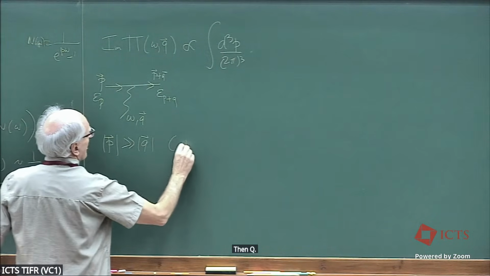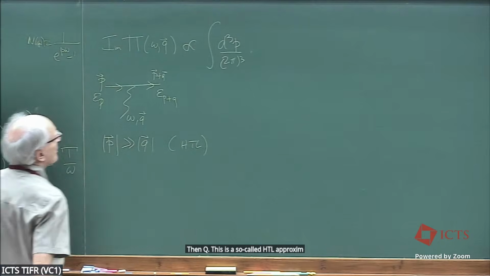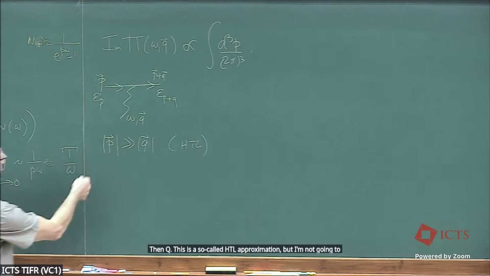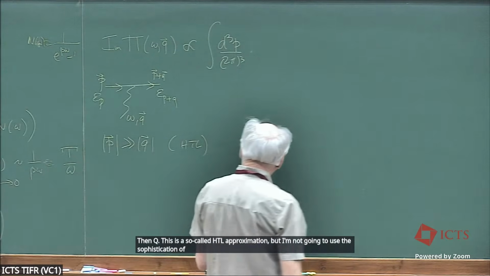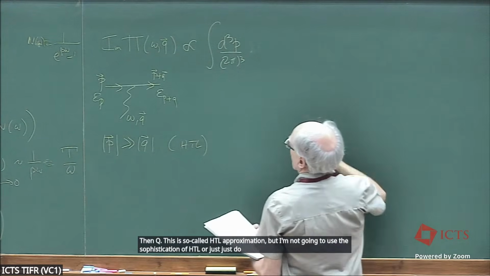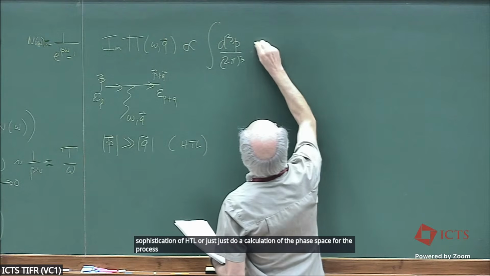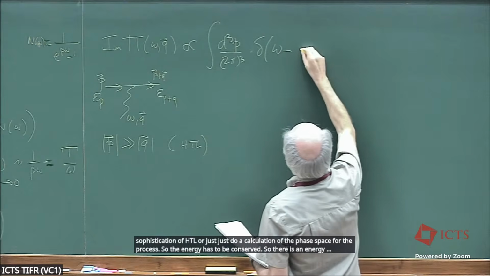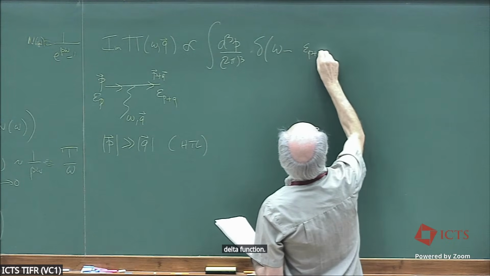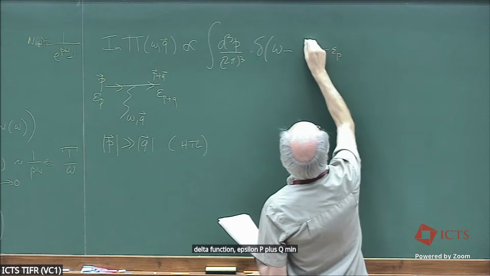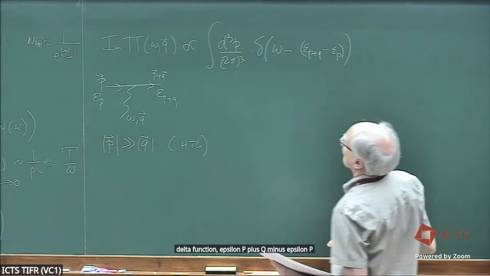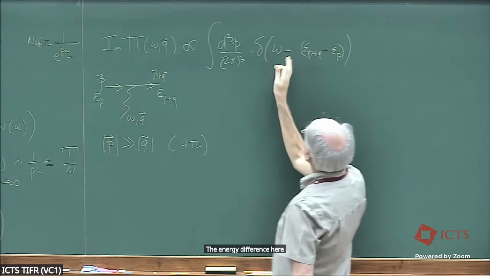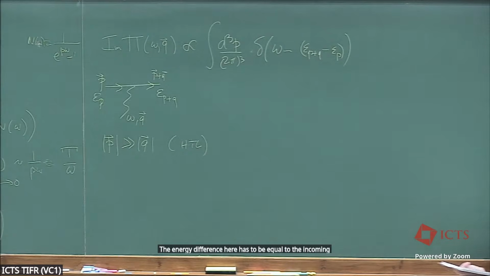This is the so-called HTL approximation, but I'm not going to use the sophistication of HTL. I'll just do a calculation of the phase space for the process. So the energy has to be conserved. So there is an energy conservation delta function. Epsilon p plus q minus epsilon p has to be equal to the incoming energy, which is the energy of the gluon, which is omega.